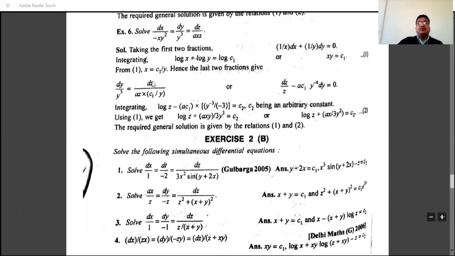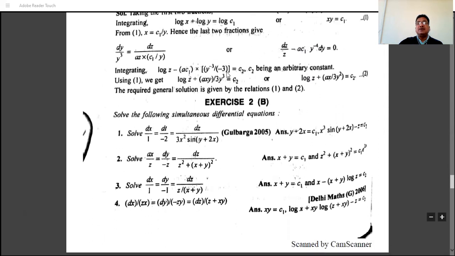So by considering the first two fractions, we have this x into y is c1, and we use that. Then consider the last two fractions, dy divided by y cube and dz divided by axz. To cancel the x, substitute x as c1 by y, because if you consider dy and dz, then cancel x. So in order to cancel x, use the first solution, that x is equal to c1 by y, and then separate the variables, and integrating we have this solution, log z.